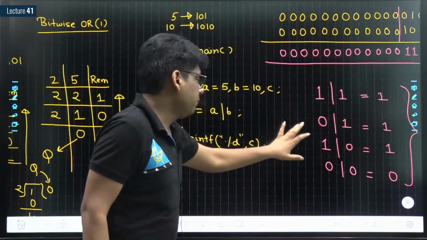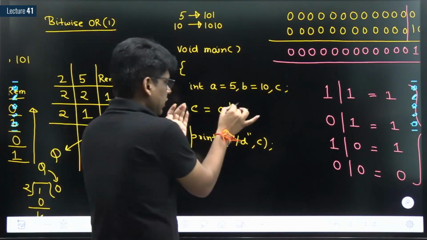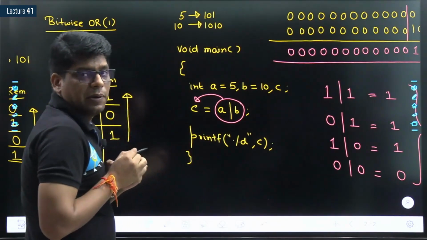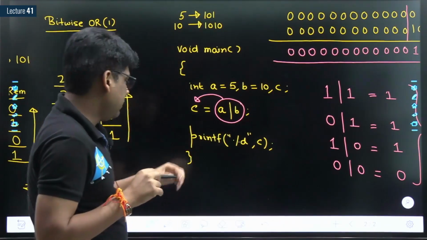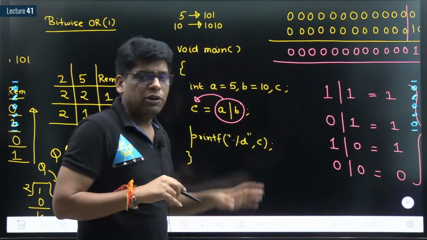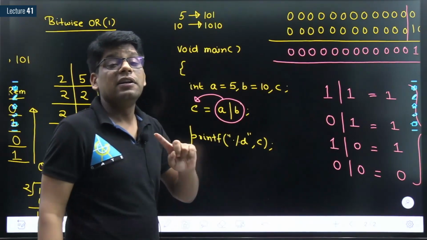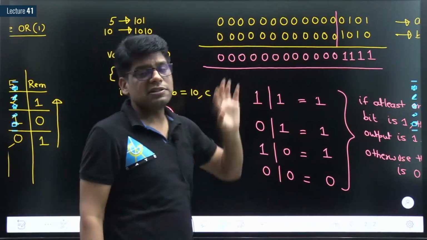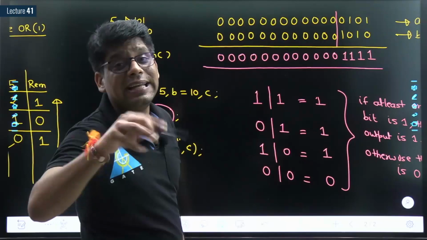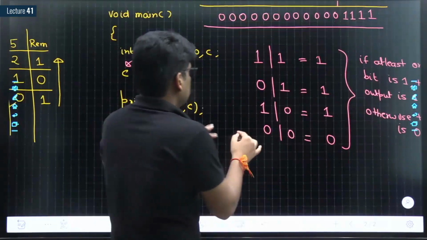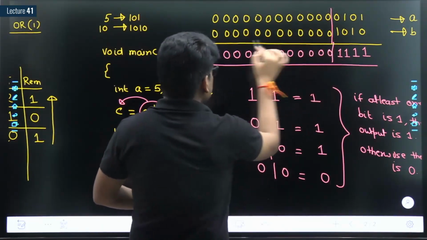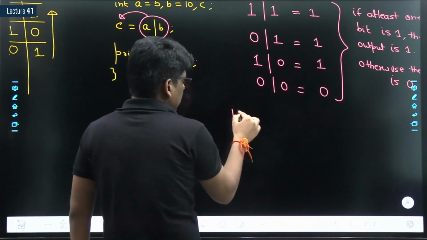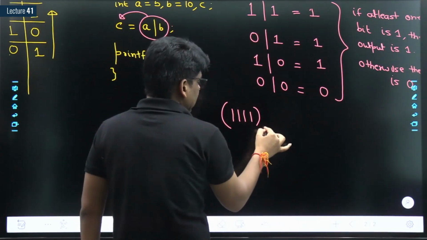In our program, what did we do? We are saying store this result inside C. But we are trying to print %d comma C. How will the compiler print? If you want to know the output of this, you have to convert this into its decimal equivalent. For example, if I ask you to convert 1111 from binary, the powers of 2 will be used.